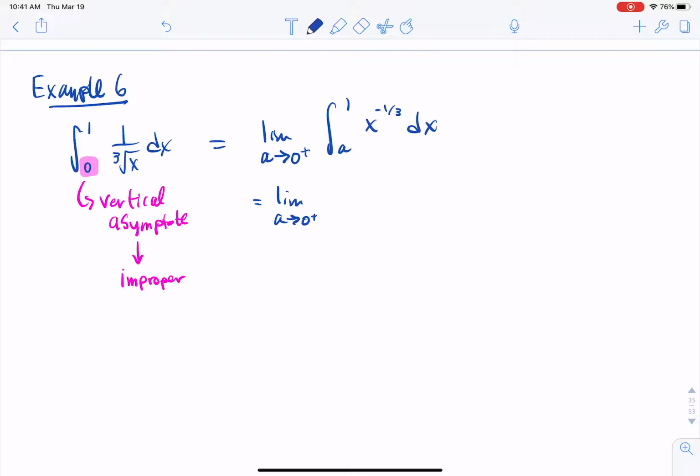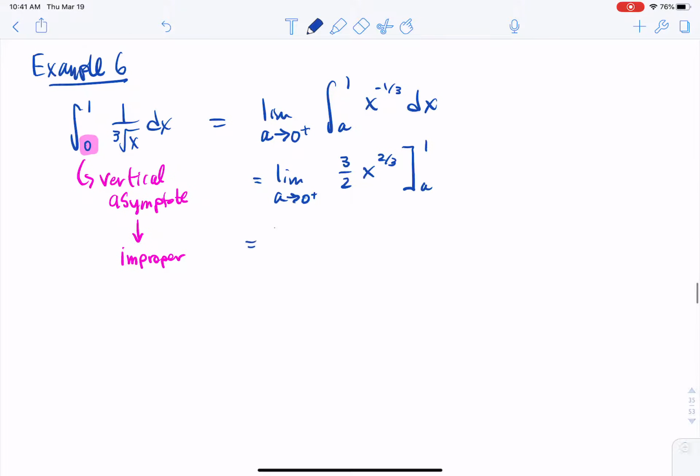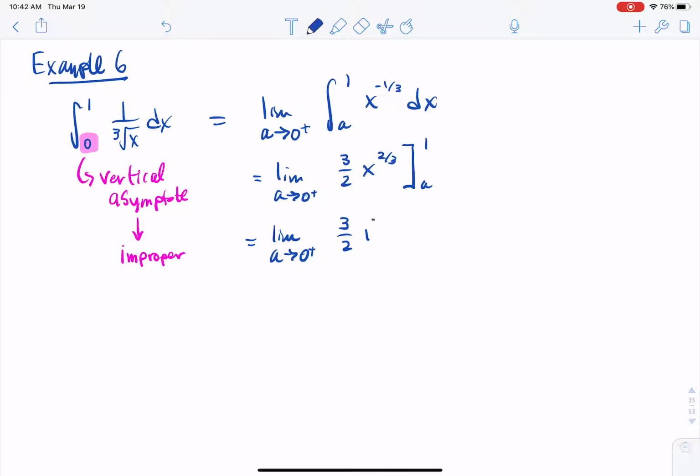And evaluate, take the antiderivative of x to the negative 1/3 power. So I'd add 1 to the exponent. That would be x to the 2/3. Divide by 2/3, which is the same thing as multiplying by 3/2. And then we're going to evaluate that from a to 1. All right, still we're not at the point where we're going to evaluate the limit. Just bring it down. And then we'll go ahead and plug in our 1 and our a. So 1 to the 2/3 power minus a to the 2/3 power.